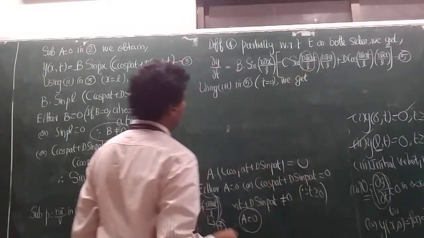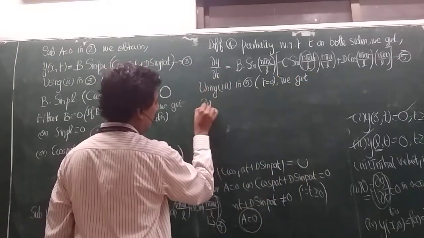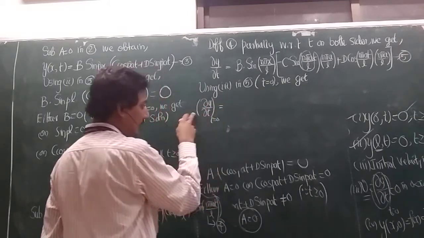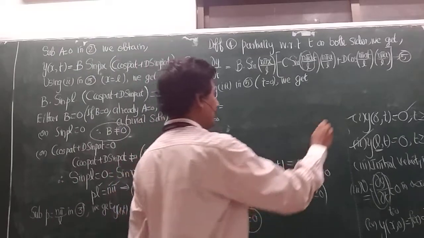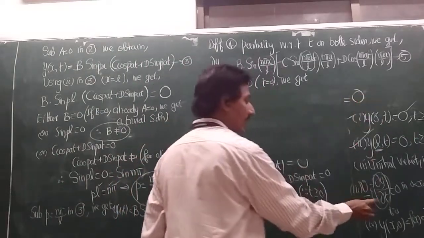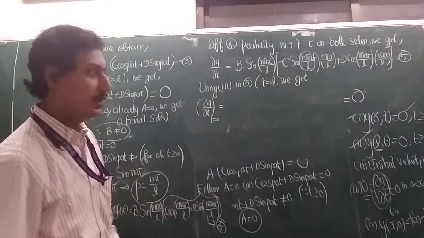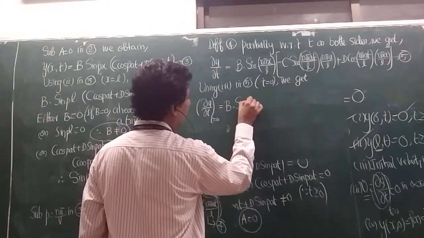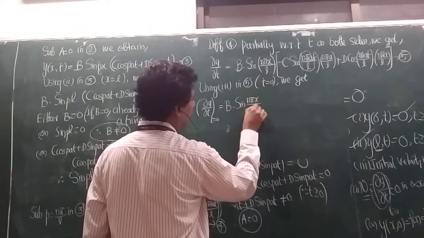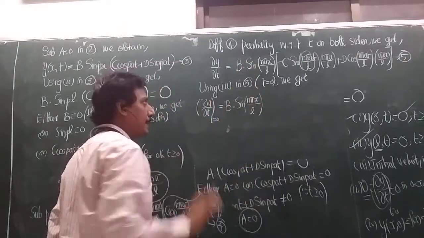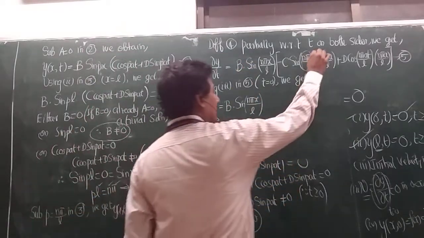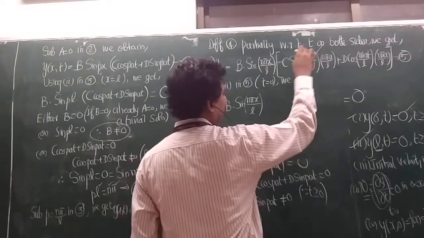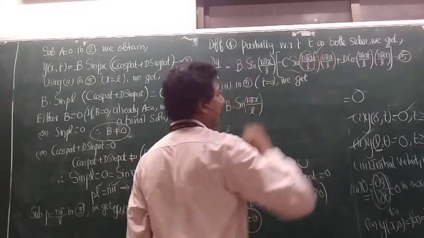By putting t equal to 0, the left hand side is dou y by dou t at the time t equal to 0. What does dou y by dou t mean? Velocity. At time t equal to 0 the initial velocity is equal to 0. Now what about this side? B sin n pi x by l, because there is no t term, I can write it as it is there. Now when I substitute t equal to 0, sin 0 is 0, so this is completely 0.